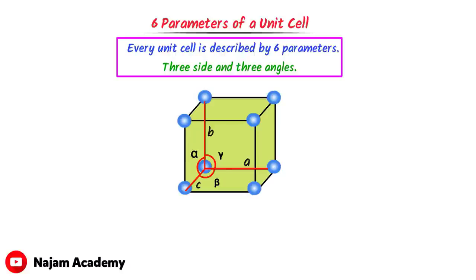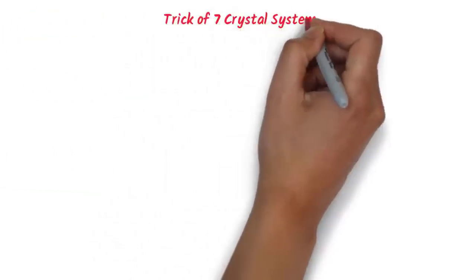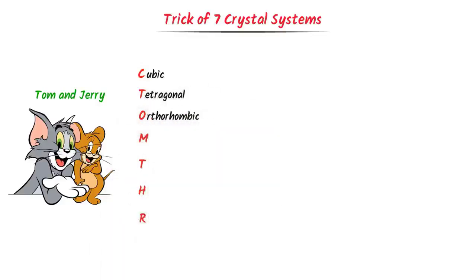Now it is time to teach you the easiest trick for the 7 crystal systems, which you will not forget in your entire life. I hope that you must have watched Tom and Jerry in your life. I always say, see Tom there. C stands for cubic, T stands for tetragonal, O stands for orthorhombic, M stands for monoclinic, T stands for triclinic, H stands for hexagonal, and R stands for rhombohedral.